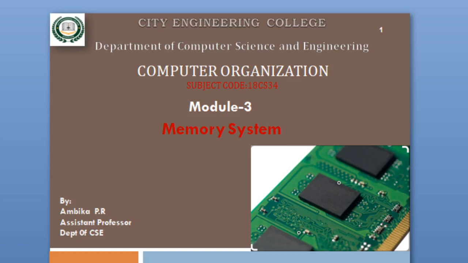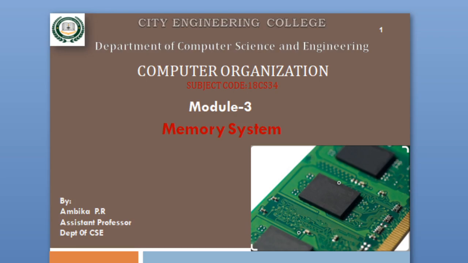Dear students, in this session we will be discussing Module 3, Memory System. Memory system or memory unit is one of the very important functional units of a computer system, known as the brain of the computer. Memory is just like the human brain. It is used to store data and instructions. Computer memory is the storage space in the computer where data to be processed and instructions required for processing are stored.